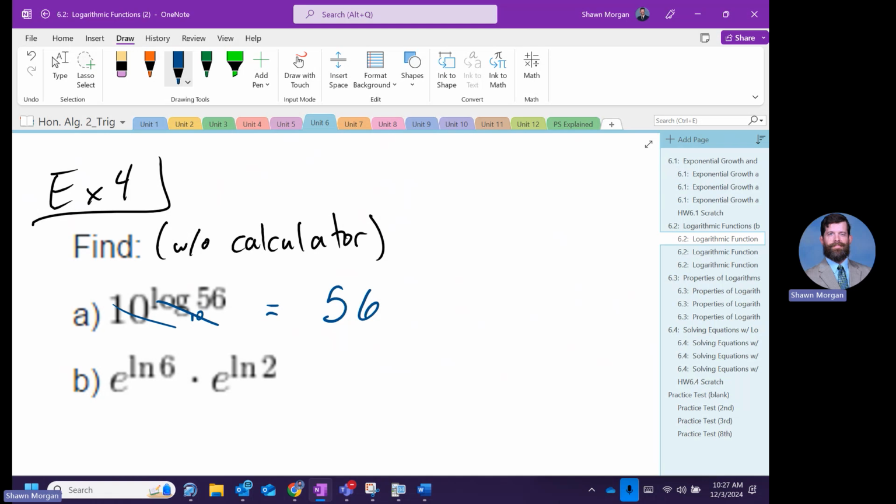Now, what's the understood base for the natural log? E. So e to the log base e cancels out. That's 6. Again, e to the log base e, that cancels out. That's 2. Ends up equaling 12 per our definition of inverse functions. Because logs are inverses of exponents.